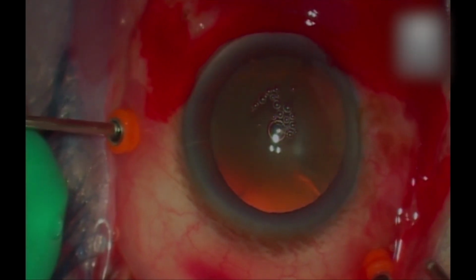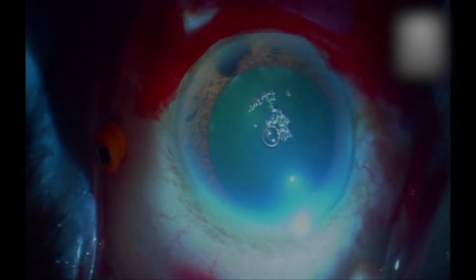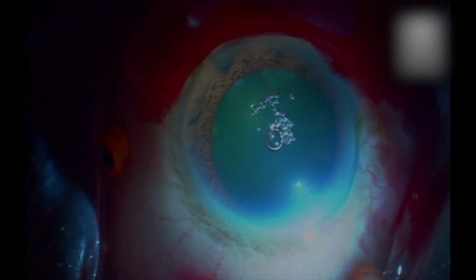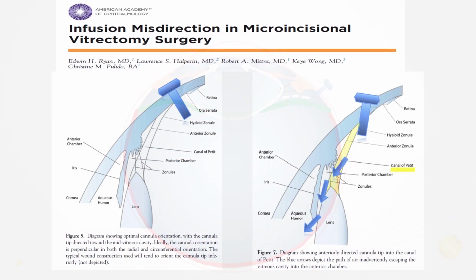This is a video clip showing fluid misdirection into AC, resulting in deepening of the anterior chamber, posterior bowing of the iris lens diaphragm, which has resulted in lens touch due to posterior lens displacement. A study conducted by Ryan et al. to review the incidence and possible mechanism of infusion misdirection included 232 eyes. This case series included 16% showing episodic hypotony due to infusion blockage, 3% showing inadvertent airflow into the anterior chamber.